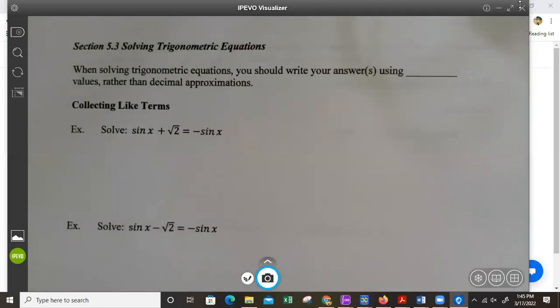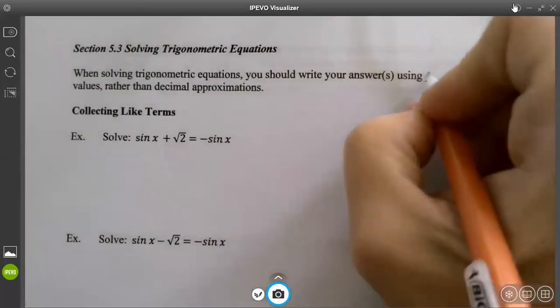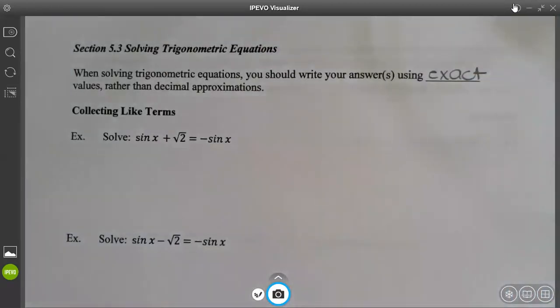So 5-3, solving trig equations. When solving trig equations, you should write your answers using exact values rather than decimal approximations.